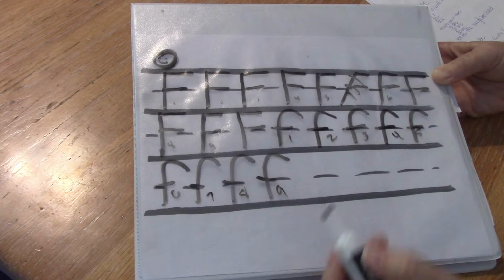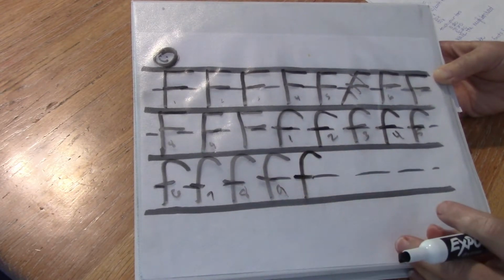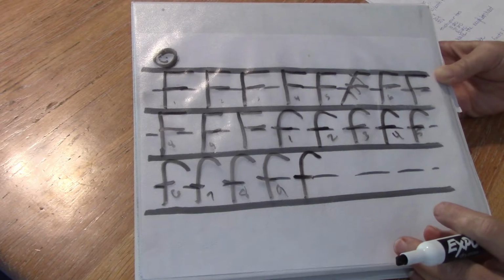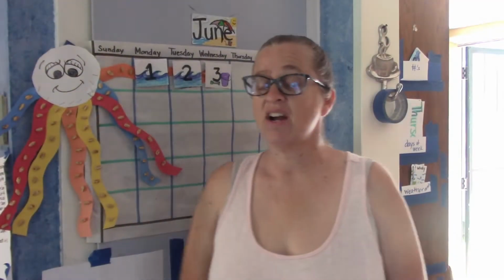1, 2, 3, 4, 5, 6, 7, 8, 9. I keep lucking out and getting just 9. Up, over, and down, 10. There's our letters, capital and lowercase F's, and now it's time for calendar. Here we are at calendar.